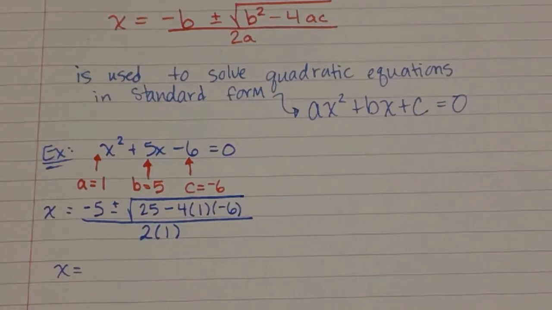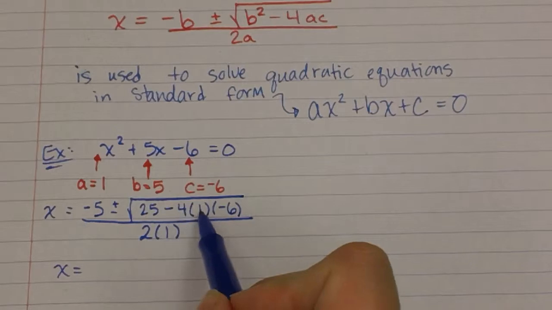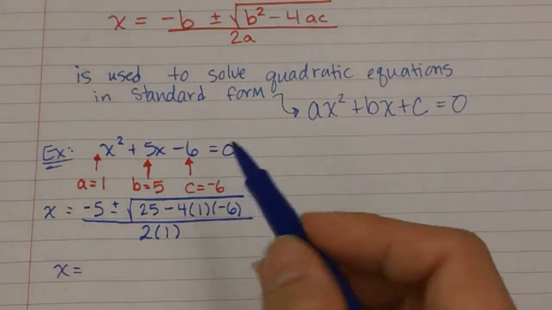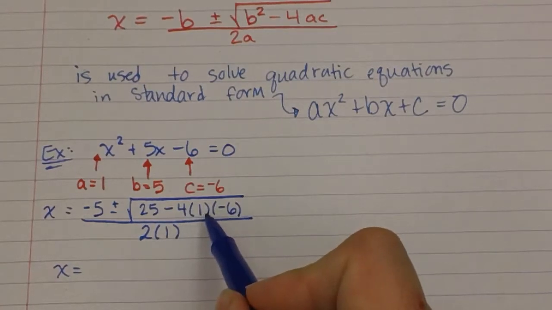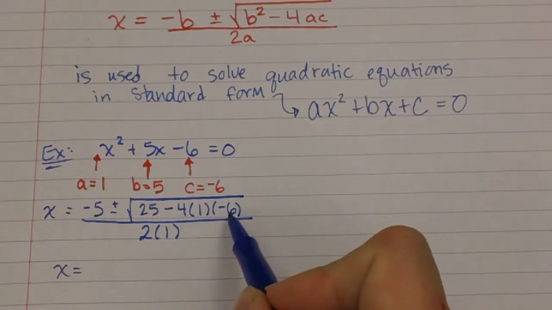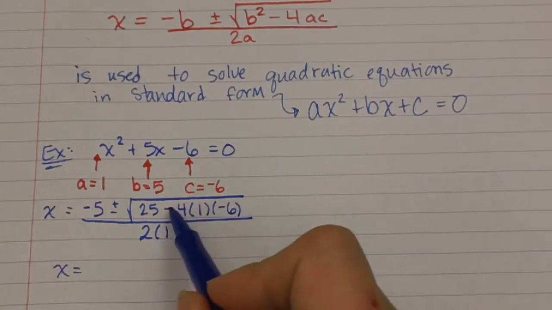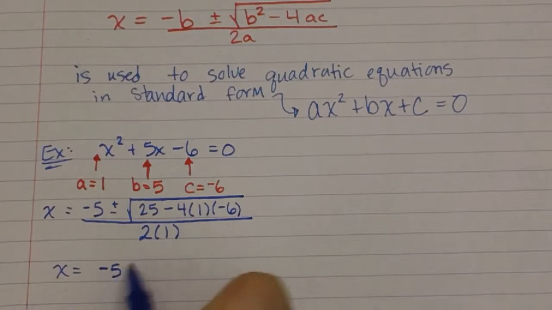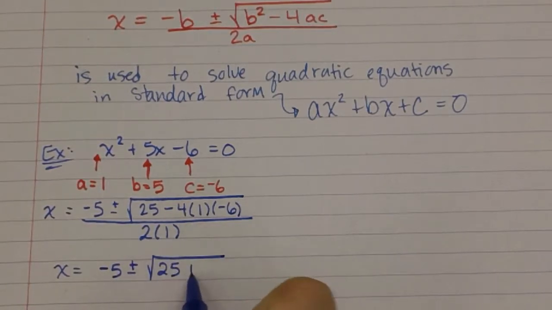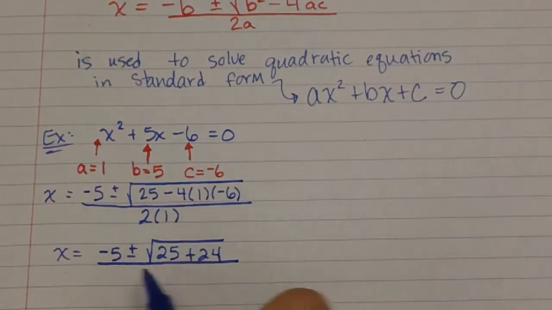Usually what I do is I work this part out, 4 times 1 times negative 6. And keep in mind you have a negative out in front. So 4 times 1 is 4, times negative 6 is negative 24, and then the opposite of that. So what I'm going to have under the radical is 25 plus 24. It's really important to watch those signs under the radical. And then all divided by 2 times 1, which is 2.